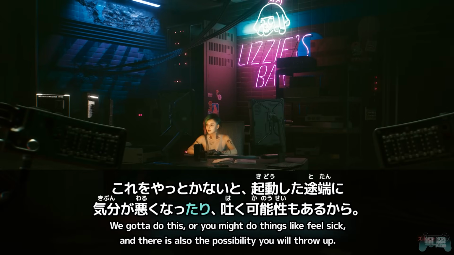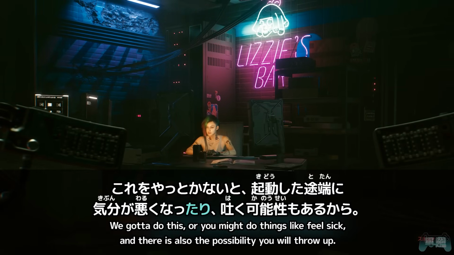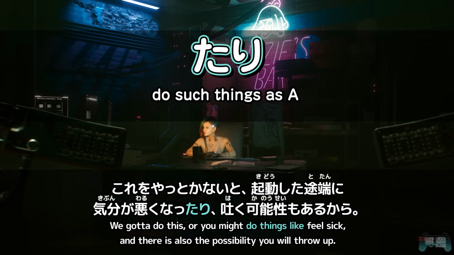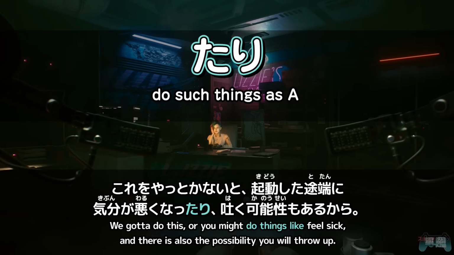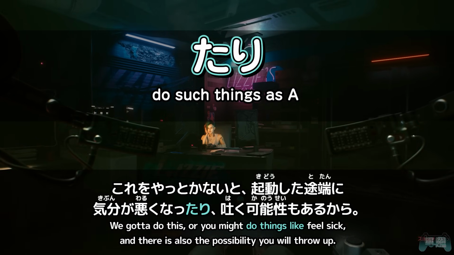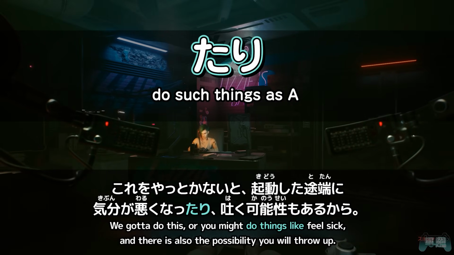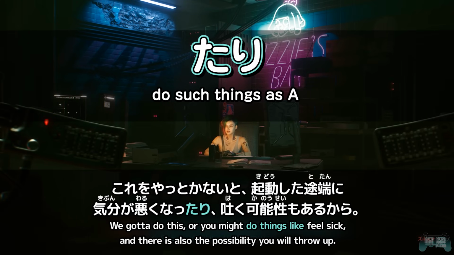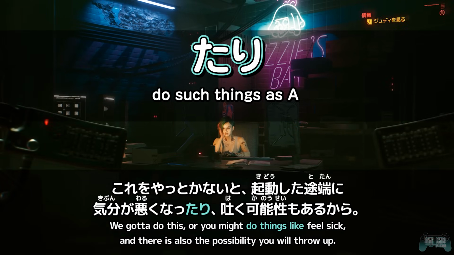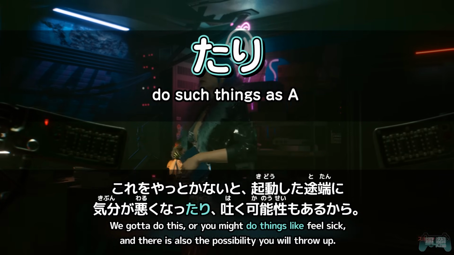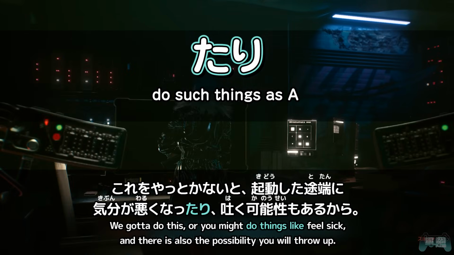And so you can list all of the verbs that you can do things like this, this, and this. However, you can also use it just by itself in a sentence to simply mean things like the certain verb, and you only need to use one. So here from Cyberpunk 2077, Judy is saying that by doing this brain dance, you can do things like kind of make you feel sick. Here expressed with kibun ga waruku nattari. Things like feeling unwell. Here, it's only used once, but it still holds that feeling of perhaps there might be more things that it does, it just hasn't been listed yet, because tari gives a list of things.